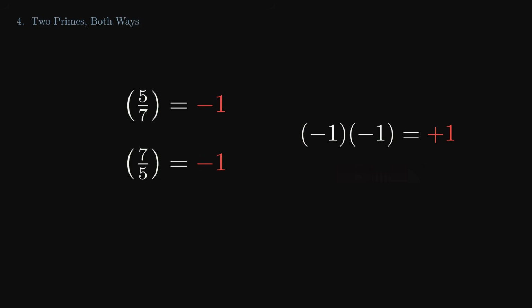Before the proof, let us pin down exactly what we are trying to explain, with real numbers. Back to 5 and 7. We already saw that 5 is not a square mod 7, so its Legendre symbol is -1. And 7, which is 2 mod 5, is not a square mod 5 either, so that symbol is also -1. 2 minus 1s. Their product is +1. The answers matched, and the law agrees.